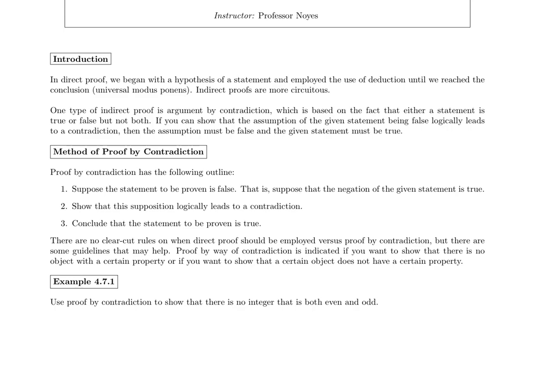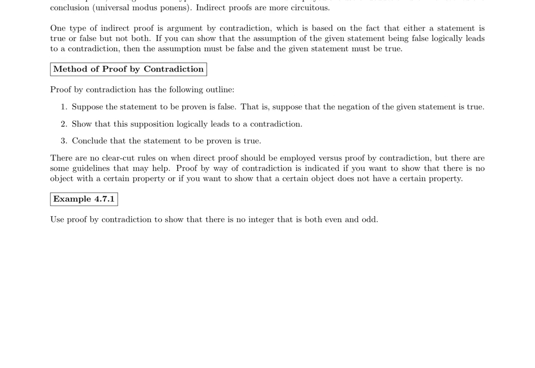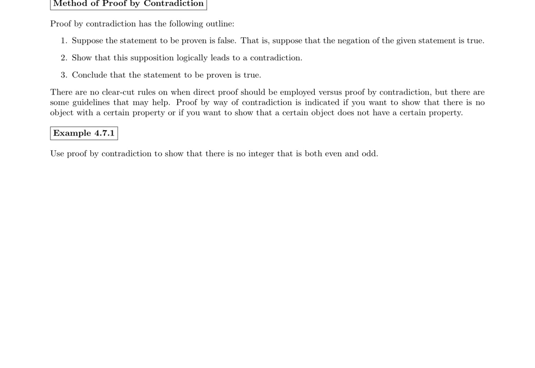So this section is essentially giving you a couple more tools in your proofwriting toolbox. So let's try one. In example 4.7.1, I said let's use proof by contradiction to show that there is no integer that is both even and odd. So much like before, we're going to start with our statement. And in our statement, we're going to say that for all n in the set of real numbers, if n is an integer, then n is either even or odd, but not both.